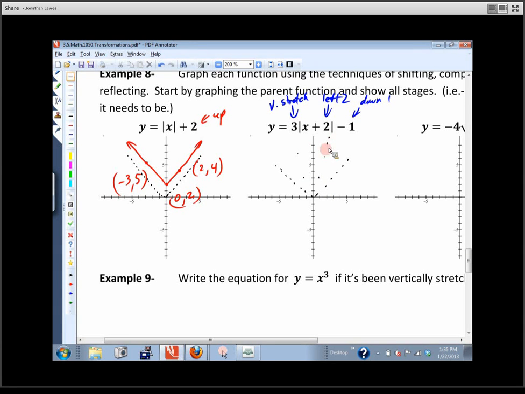So this is what the graph looks like. Now, this is the right shape, but it's not the right final graph because it's not in the right place. So for it to be in the right place, I need to take that steeper V shape and move it left 2 and down 1. So I'm going to go left 2 and down 1.